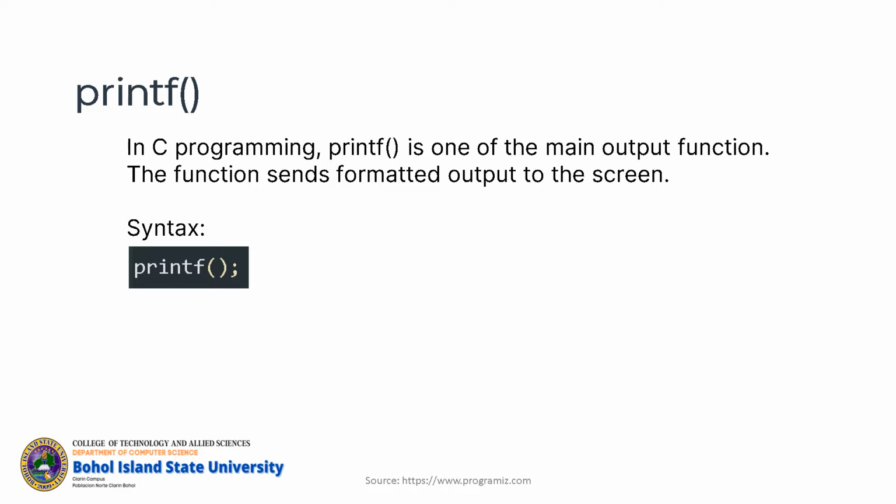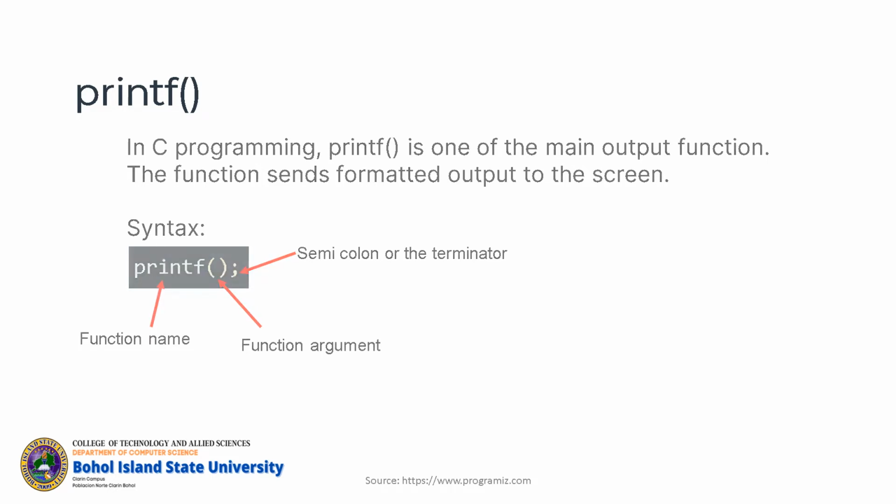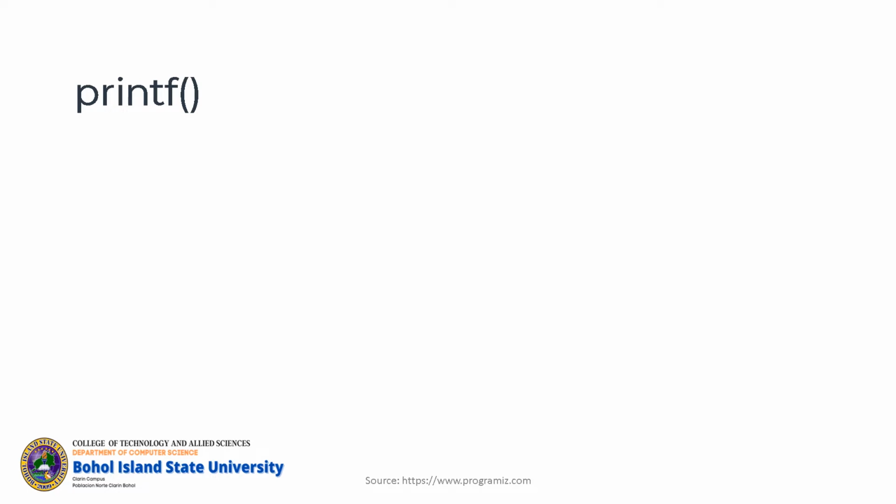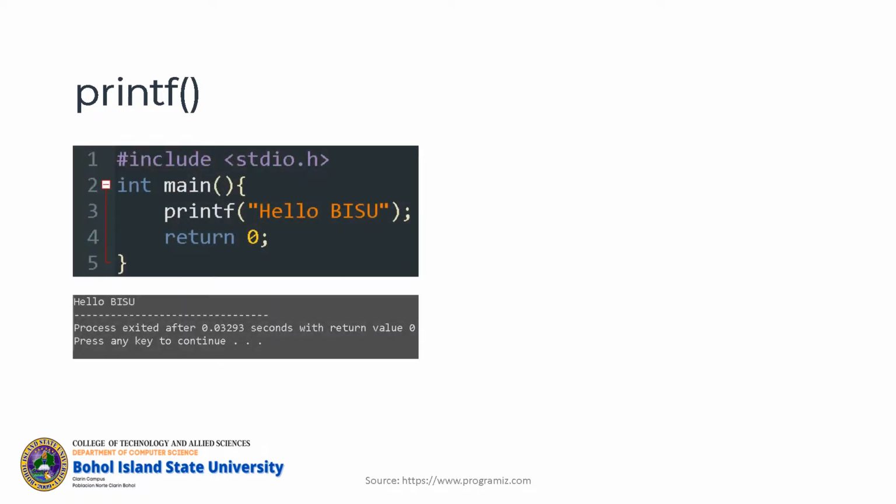It is divided into three parts. First is the function name, which is printf, followed by the argument inside the open and close parentheses. And last is the terminator. Observe this example. It will produce the output hello world.